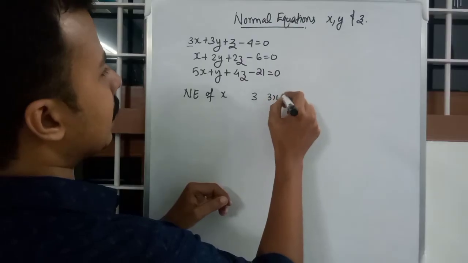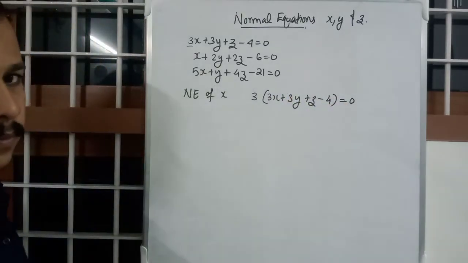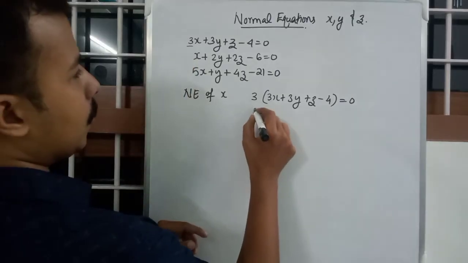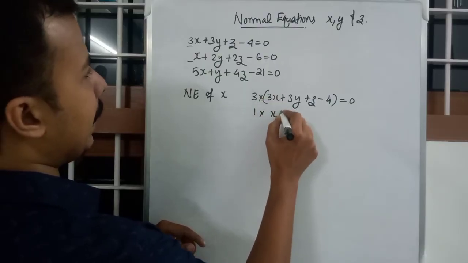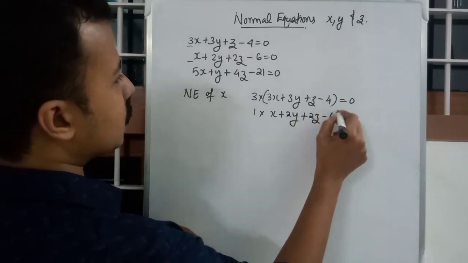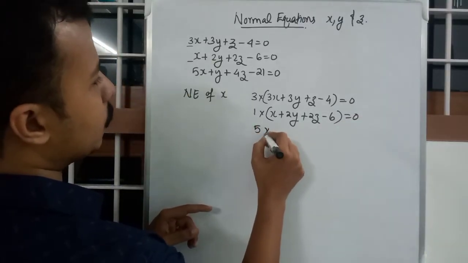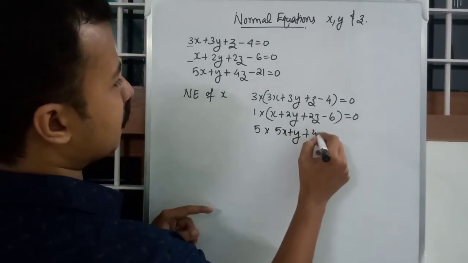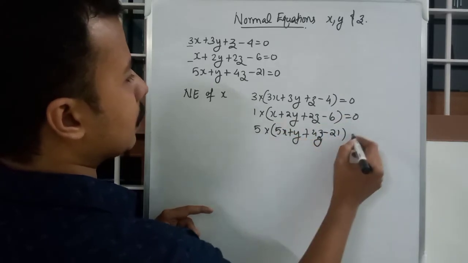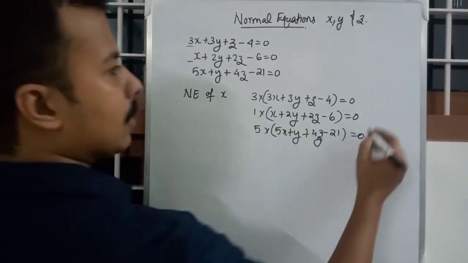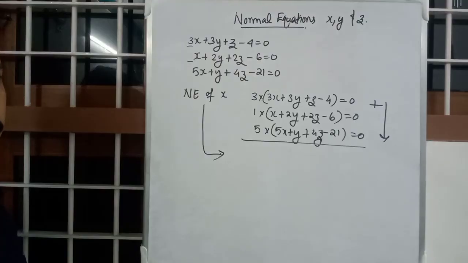3 into (3x plus 3y plus z minus 4) equal to 0. Next one, 1 is the coefficient of x, multiplied with x plus 2y plus 2z minus 6 equal to 0. Next one, 5 into 5x plus y plus 4z minus 21 equal to 0, and you add all these three to get the normal equation of x. Just that.